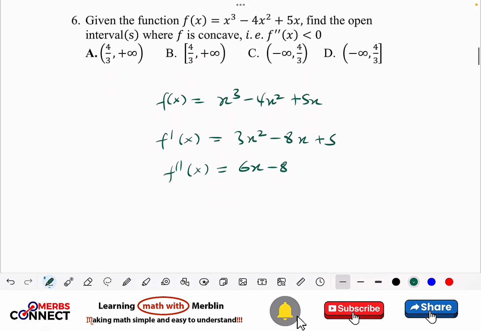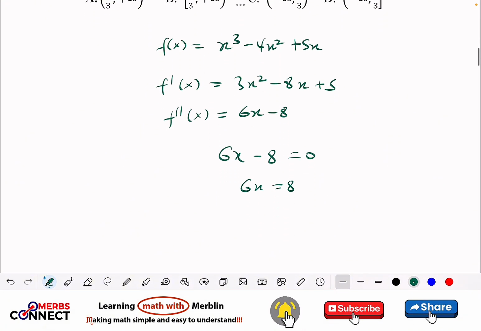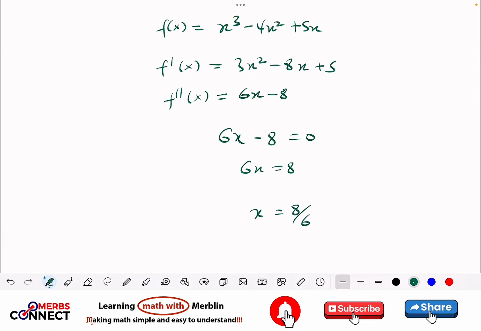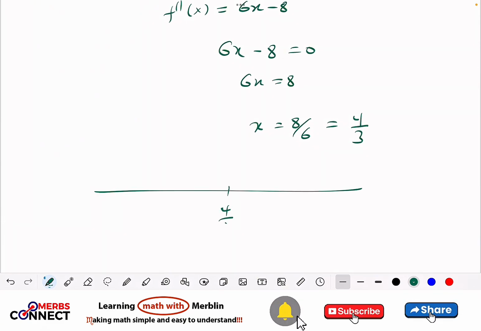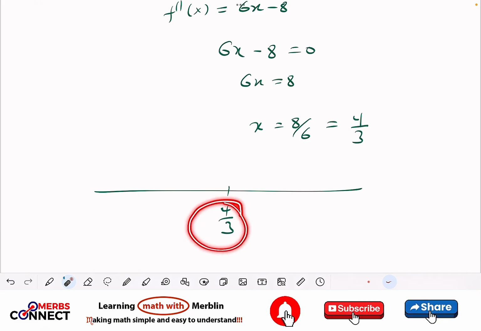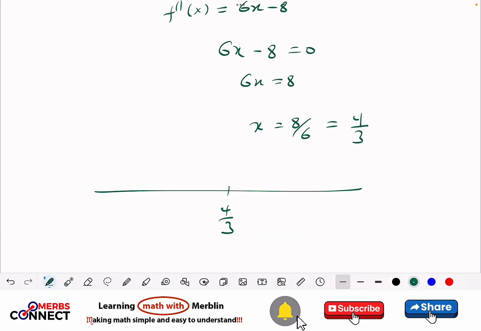6x minus 8 is equal to 0. 6x is equal to 8. Divide through by 6, 8 over 6, and this is the same as 4 over 3. Good. So for us to check concavity, we are going to place this one on the line here. And concavity is when the sign changes, right? So if the sign changes, then we can call this one a point of inflection. So we are going to put anything below and above this inside the second derivative.